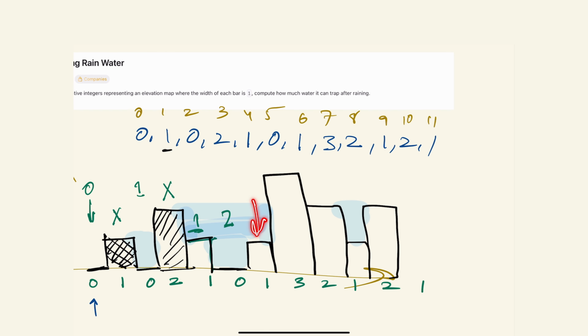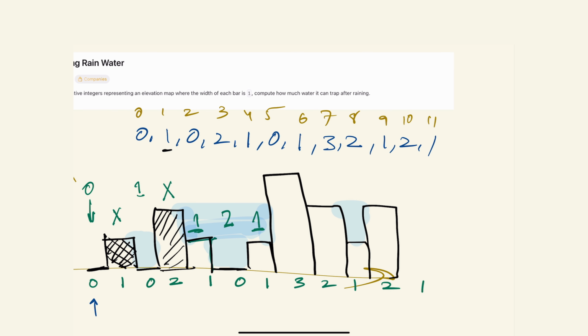Let's move on to the next wall, which is of height 1. What is the max height on the left? It is 2. What is the max height on the right? So we should take the minimum height, which is 2. 2 minus 1, out of these two, the minimum is 2. Subtract the height. Once you subtract the height, then only you will get the amount of water it is holding on top of that wall, which is 1. 2 minus 1 is 1, which is a positive value. That's the reason this is 1.